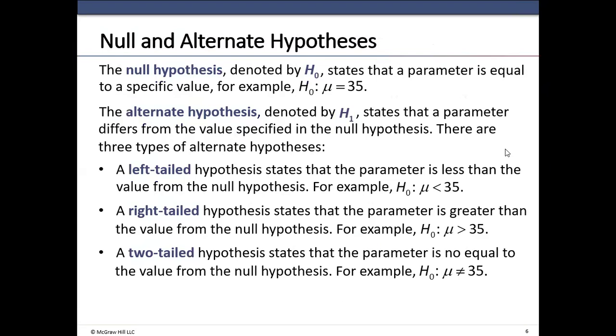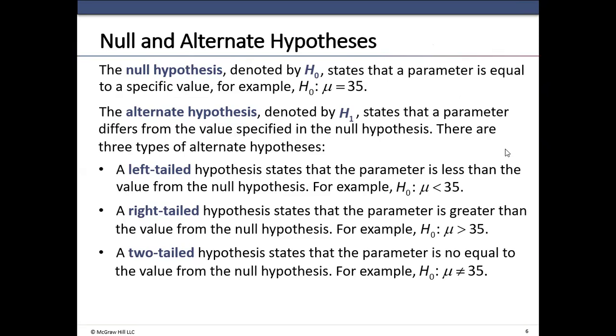The null hypothesis, denoted by the symbol H sub 0, states that a parameter is equal to a specific value. For example, H sub 0, the null hypothesis, colon, mu is equal to 35. So it is equal to a specific value, sometimes called the status quo, the matter as it stands today. The alternate hypothesis, denoted by H sub 1, states that the parameter differs from the value specified in the null hypothesis. There are three types of alternate hypothesis.